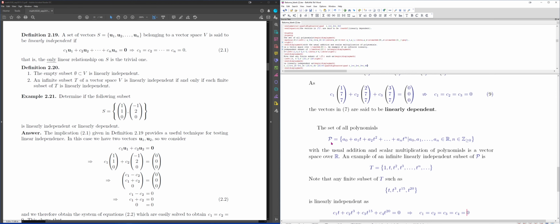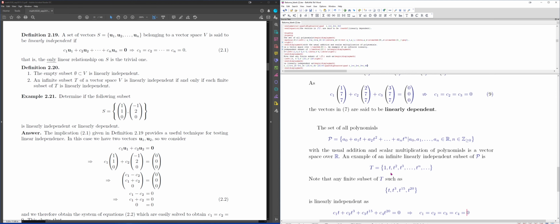Now this set of polynomials with the usual addition of polynomials and the usual scalar multiplication of polynomials is a vector space over R. We saw that, or you would have seen it in the tutorial, in the case of polynomials of degree at most n, but it's true for the set of all polynomials when you have no restriction on n. So this is a vector space over R.